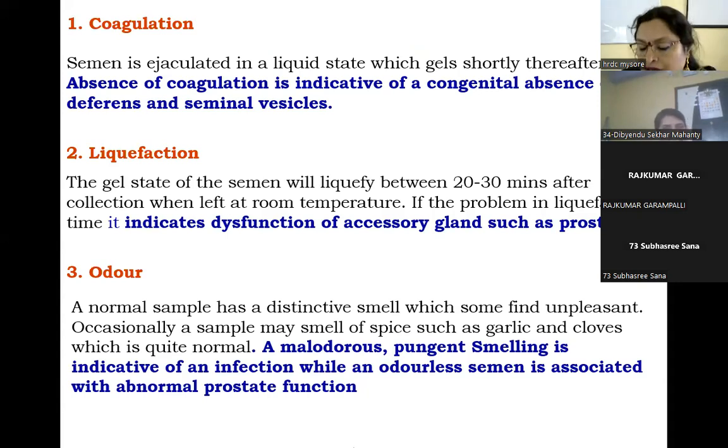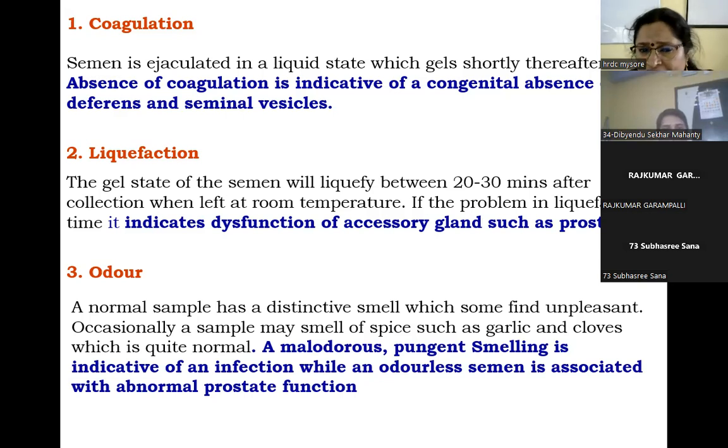So if it won't gel, if it is still in the liquefied condition, then that absence is called as a lack of coagulation. Okay, absence of coagulation is indicative of congenital absence of vas deferens and seminal vesicle. So if there is no coagulation, immediately we could think that there is a congenital absence of vas deferens. It is a CFTR mutation, a direct indication. We did not do any other test. Absence of vas deferens is because of CFTR mutation. It is a condition called cystic fibrosis. For the confirmation, we can go for scanning. Okay, so that's the first one.